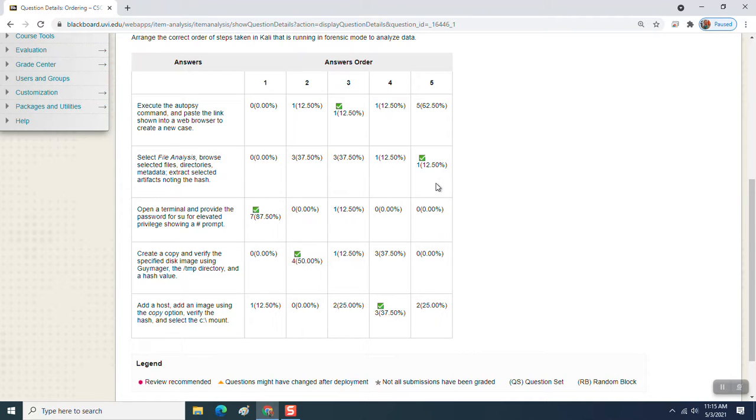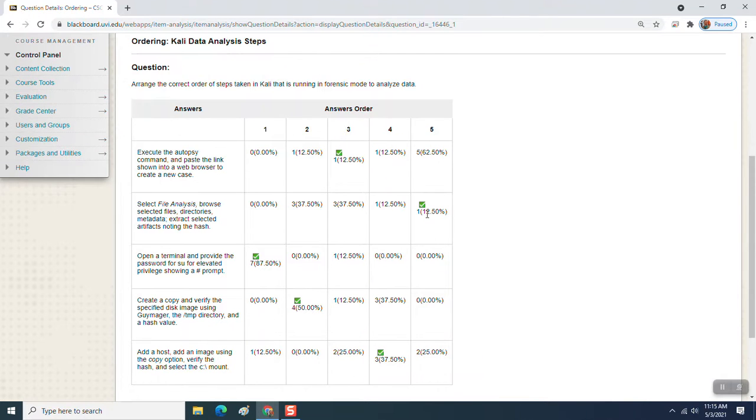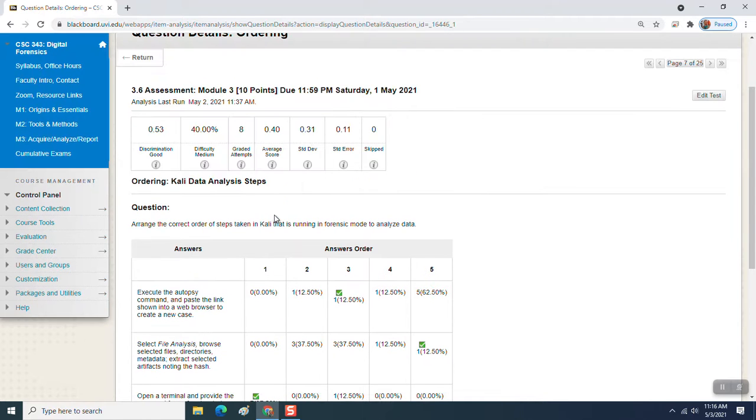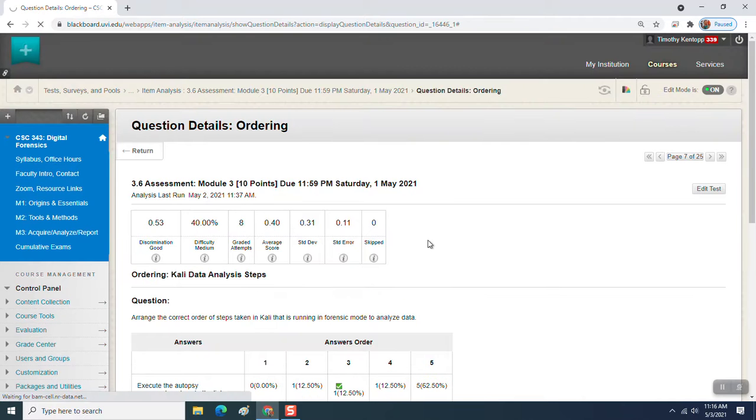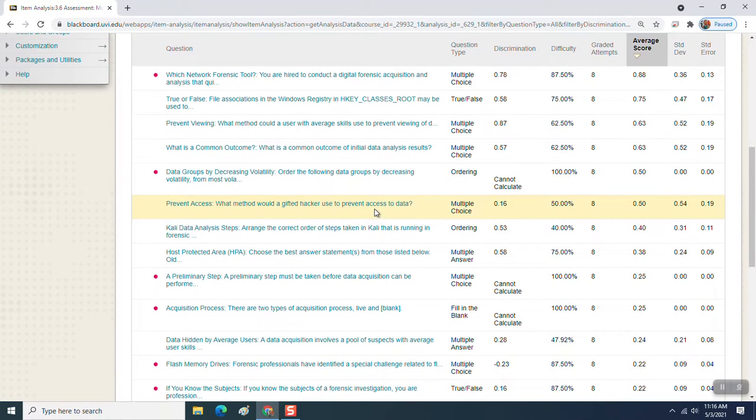So as you perform that last step, using Kali and Autopsy, what happens is that your final step is to run the analysis. So that's the last item you choose. So that's the correct order of process we followed in the solution. Same exact steps we followed in the solution.